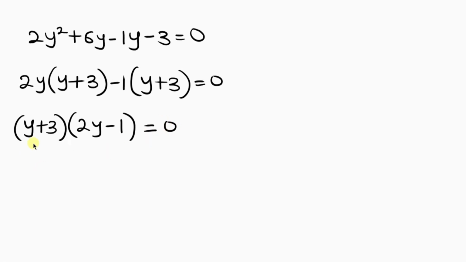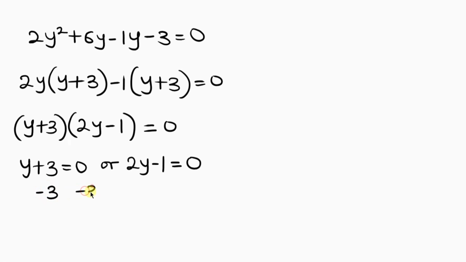So we have two cases here. The first case is y plus 3 equal to 0, and the second case is 2y minus 1 equal to 0. Now, considering the first case, to get the value of y, we have to subtract 3 from both sides. What do we have? This is y, and then plus 3 minus 3 cancels out, and on the right-hand side, 0 minus 3 is minus 3.